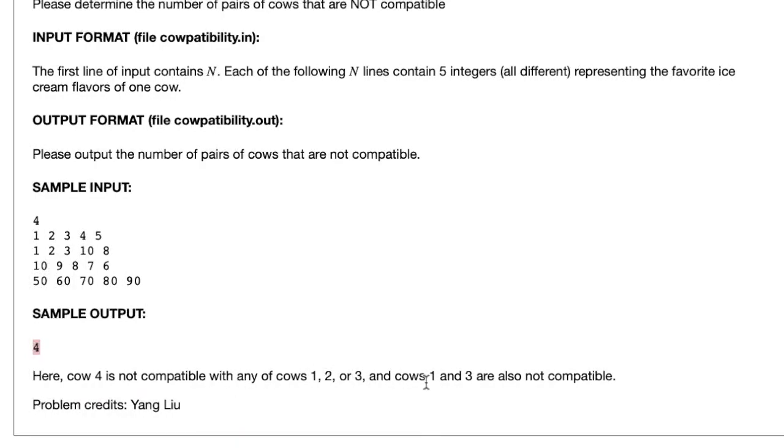For example, cow 1 and cow 3 in this example are not compatible because cow 1 likes 1, 2, 3, 4, 5, and cow 3 likes 6, 7, 8, 9, 10. So nothing in common, so it's not compatible. And so on and so forth. That's pretty much all for the problem description. And let's think about how we can approach the solution.